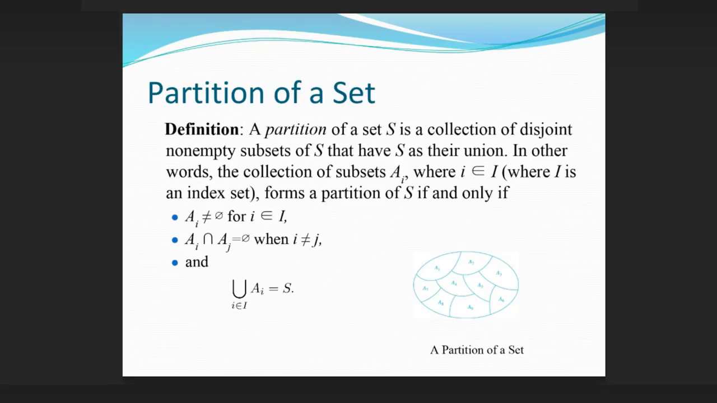Partition of a set. Definition. A partition of a set S is a collection of disjoint non-empty subsets of S that have S as their union. In other words, the collection of subsets A_i, where i ∈ I and I is an index set, forms a partition of S if and only if A_i ≠ ∅ for i ∈ I, A_i ∩ A_j = ∅ when i ≠ j, and the union of the A_i equals S.